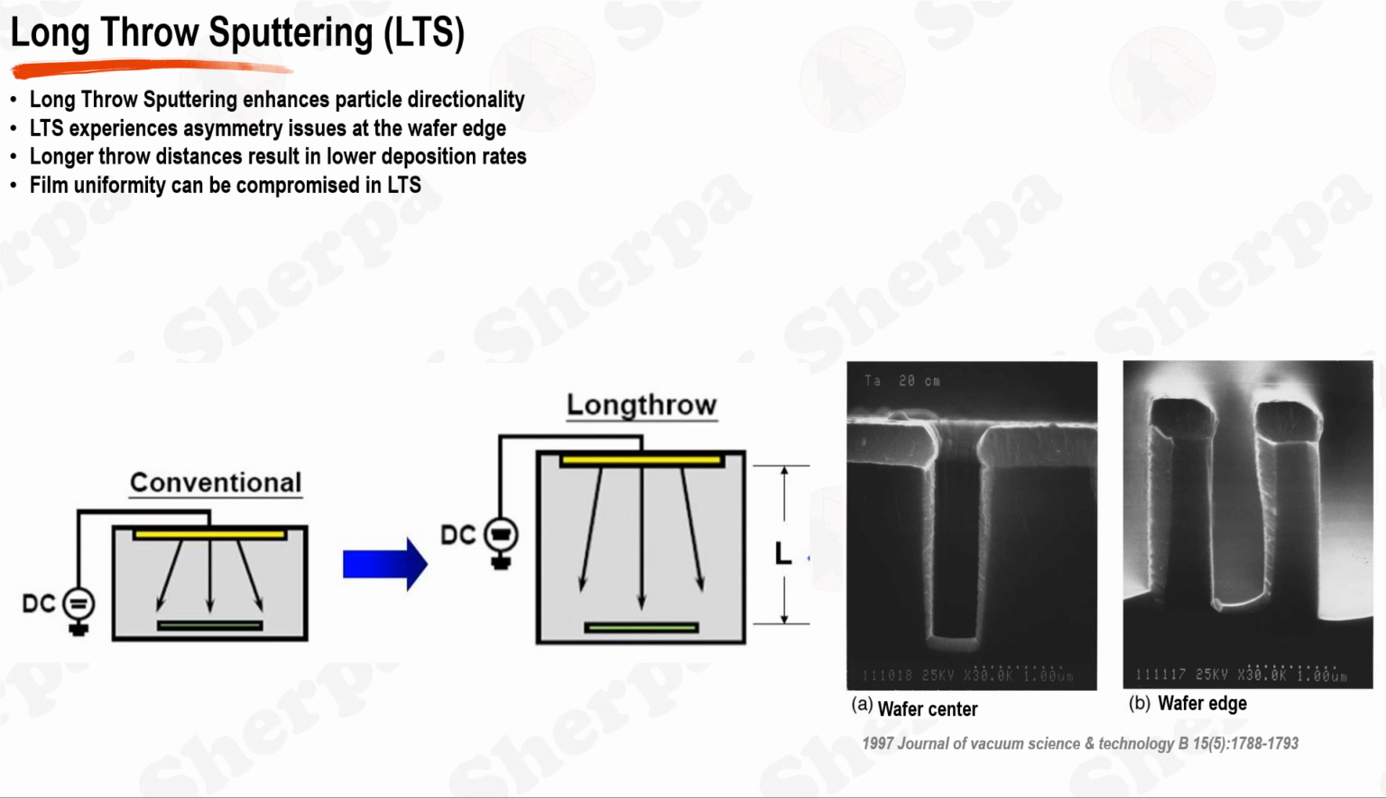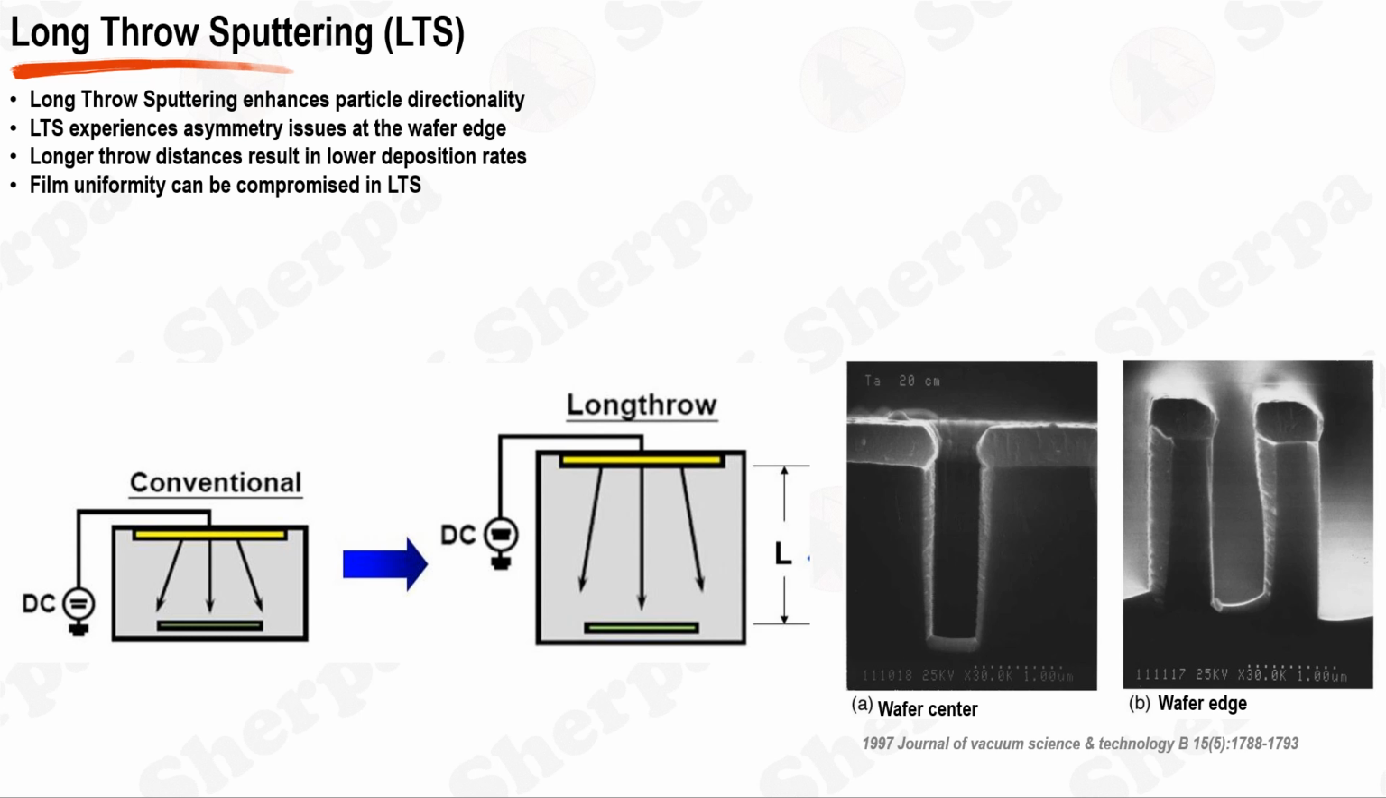In long throw sputtering (LTS), the deposition rate is typically lower than that in conventional sputtering. The fundamental reason lies in the larger throw distance, the space between the target and the substrate. As this distance increases, the sputtered atoms have a higher probability of colliding with the chamber walls and other internal structures. These stray particles adhere to the chamber surfaces, consequently reducing the number that reach the substrate. Thus, due to this increased particle loss, the deposition efficiency decreases, resulting in a lower overall deposition rate.